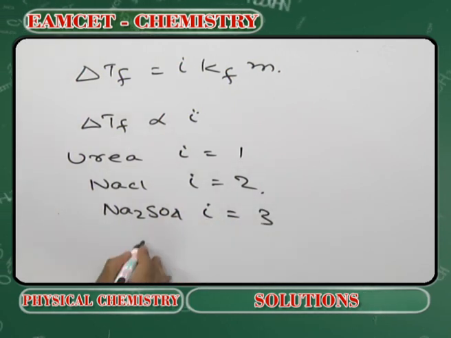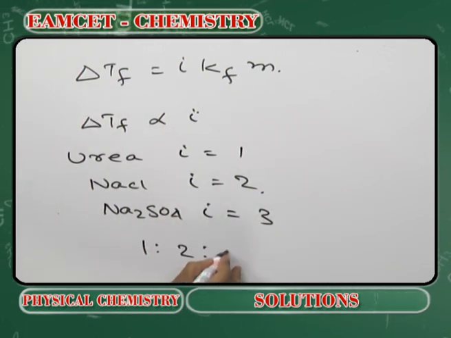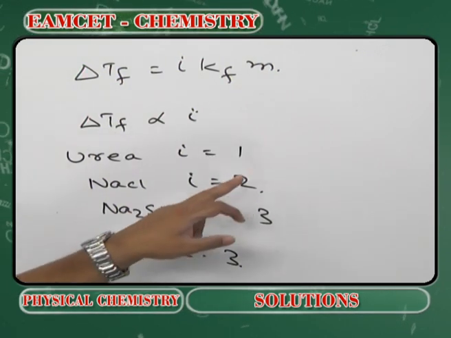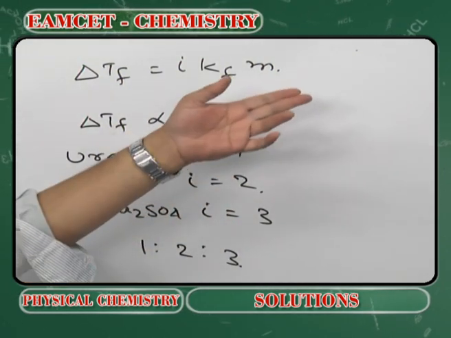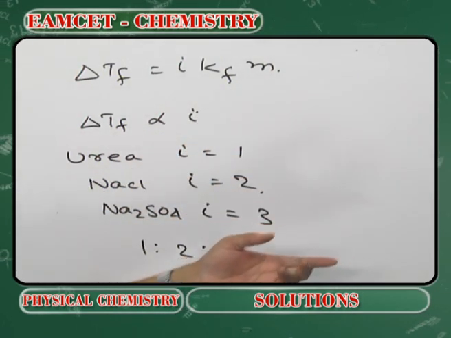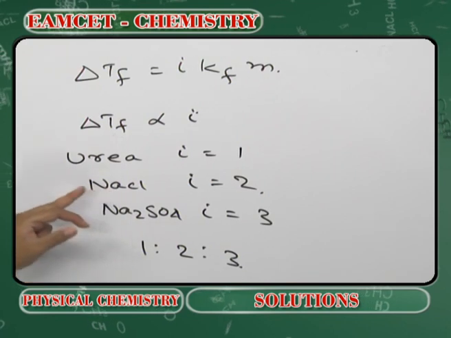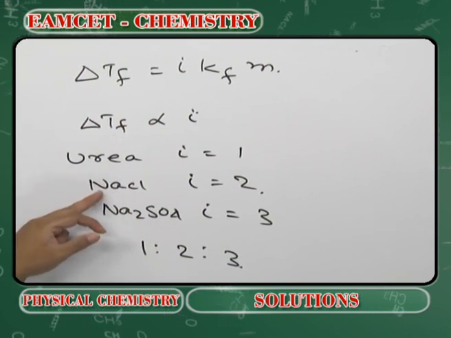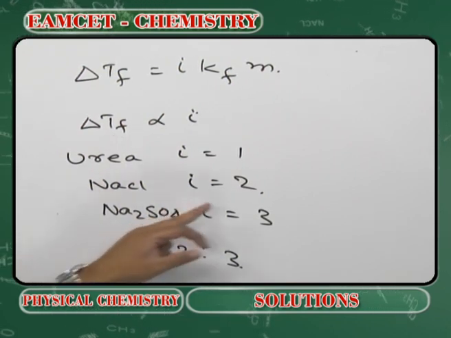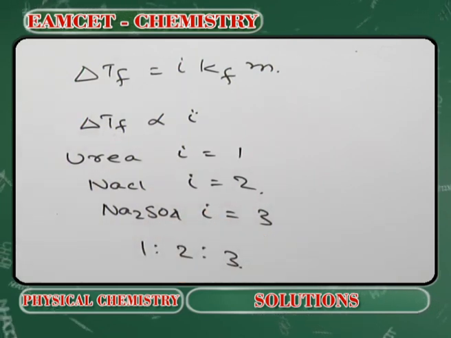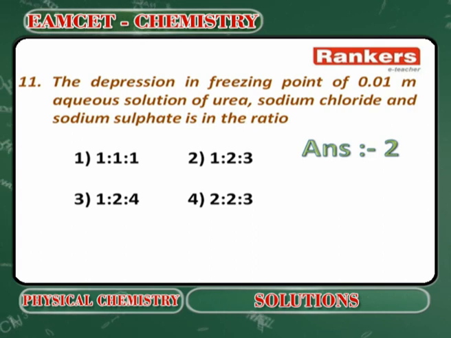So what will be the ratio of the depression in the freezing points? 1:2:3, because what is i? The final number of particles by the initial number of particles, assuming complete dissociation of strong electrolytes such as NaCl and Na2SO4. For NaCl i is equal to 2, for Na2SO4 i is equal to 3. So the ratio is 1:2:3. Next question.